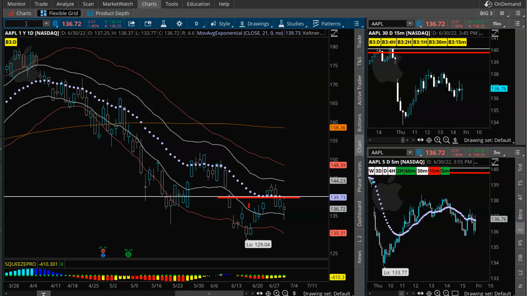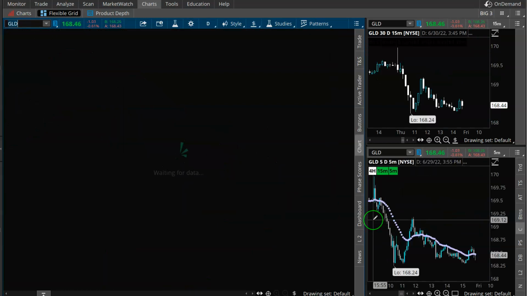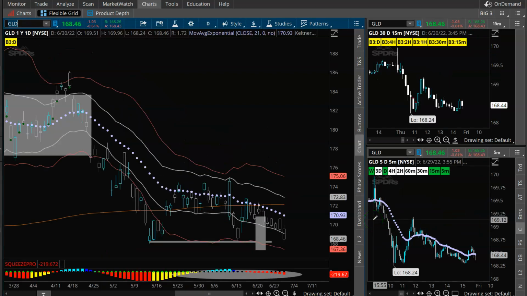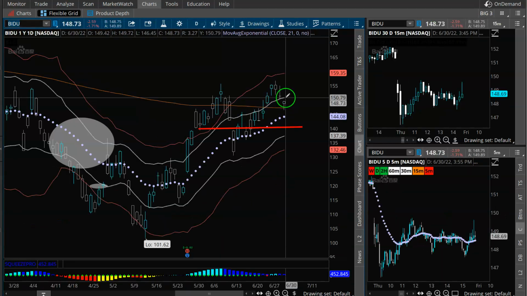All right, how about something like gold? Haven't looked at gold in a while. Neutral. So I don't really see too much edge getting long or short. We'll do one more random pick here. How about, drum roll, how about Baidu? Super random.